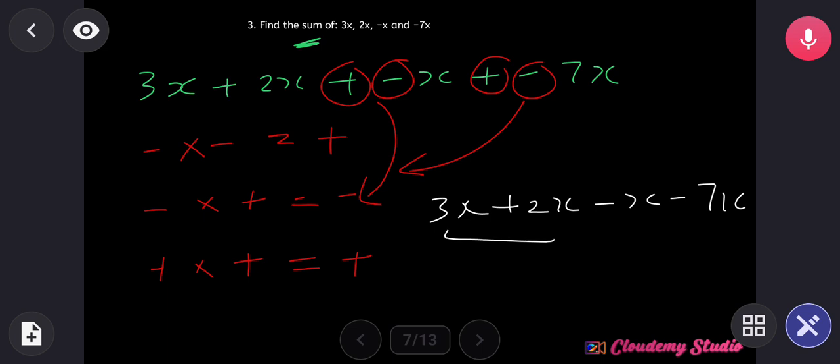3x plus 2x gives us 5x. 5x minus x gives us 4x. 4x minus 7x gives us what? Gives us minus 3x, which means our answer is minus 3x.